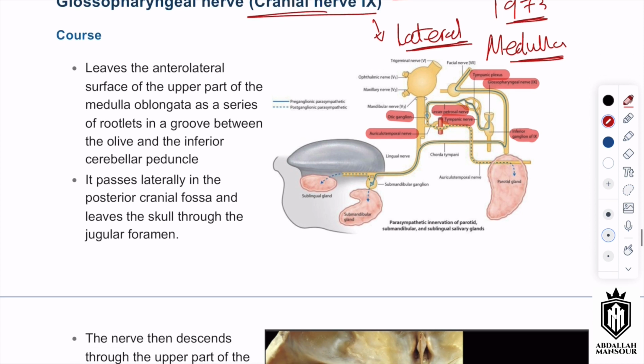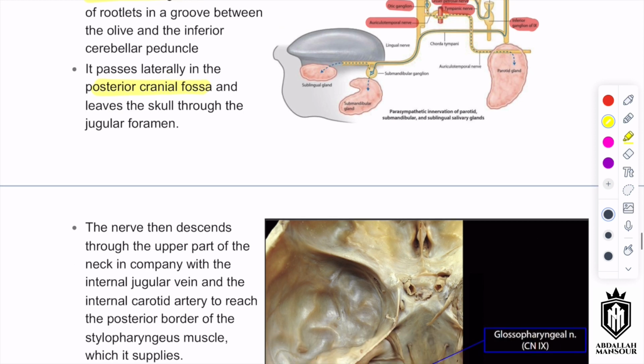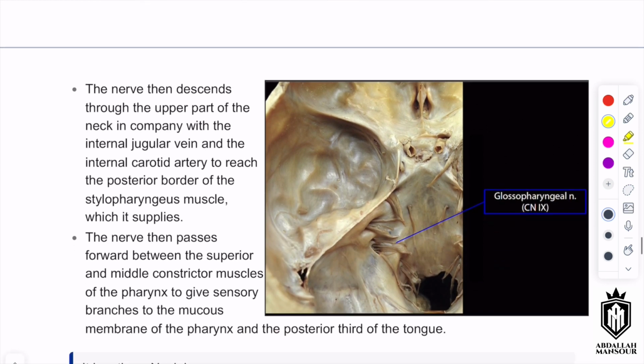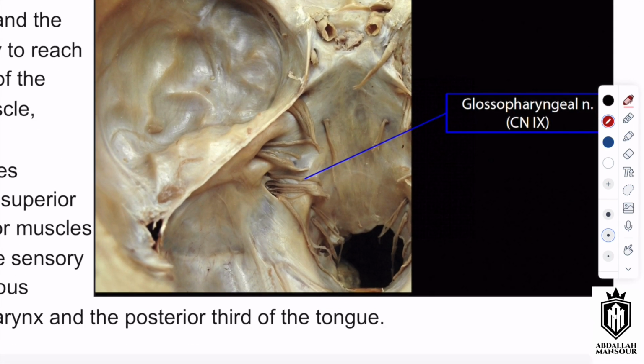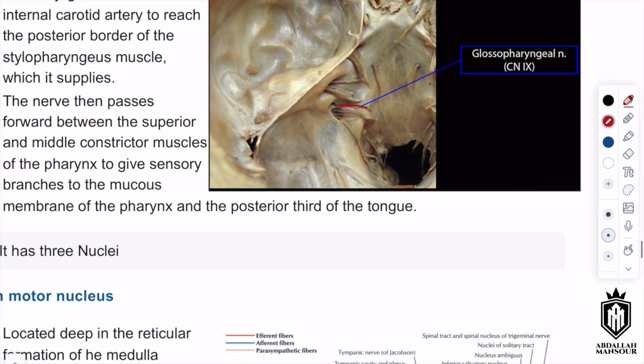First of all, we need to know the course of this nerve. The nerve originates from the medulla oblongata, as we mentioned, and leaves on the anterolateral surface of the medulla oblongata. Then the fibers come together and pass in the posterior cranial fossa, and leave the skull, as you can see in this diagram, through the jugular foramen.